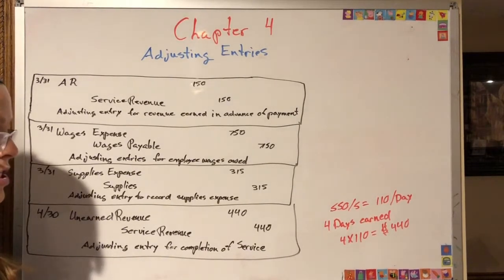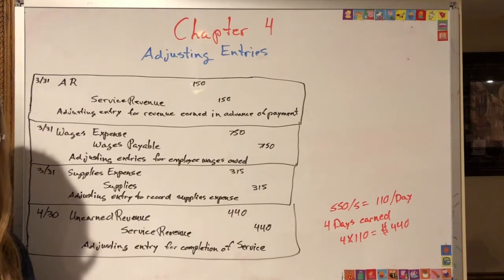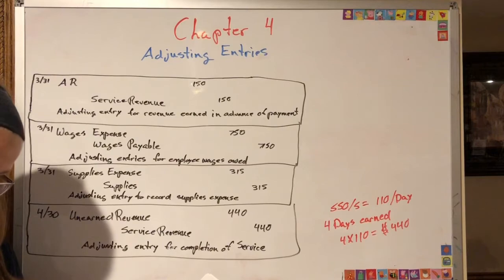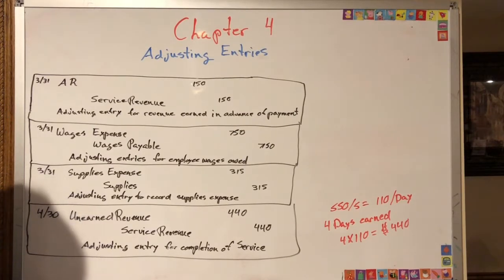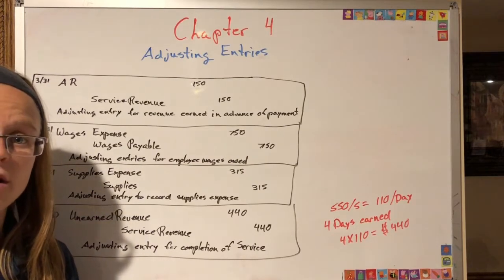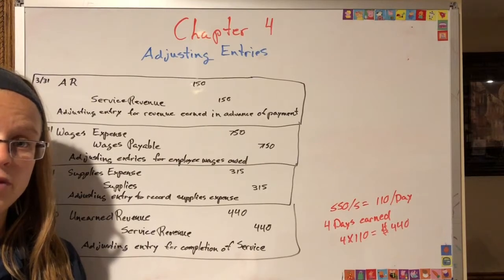Okay, our next adjusting entry. All right, Ann holds another 5-day camp, but it's an individual lesson, and she starts it on Tuesday, April 27th, and it ends on Saturday, May 1st. On April 22nd, the parent of the child pays Ann $550 in full payment, all right?